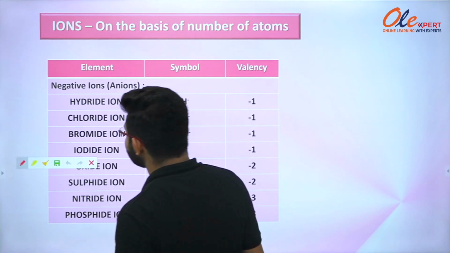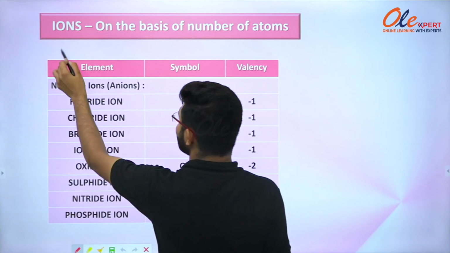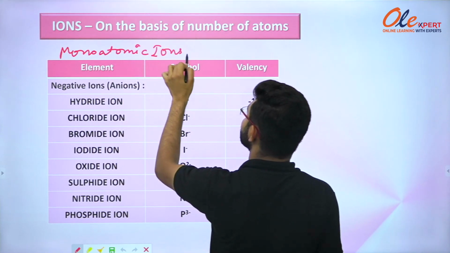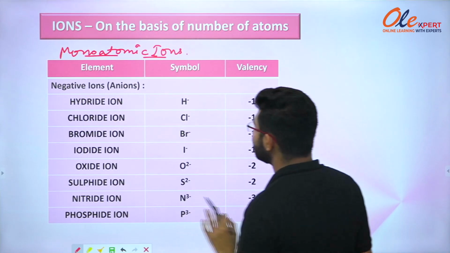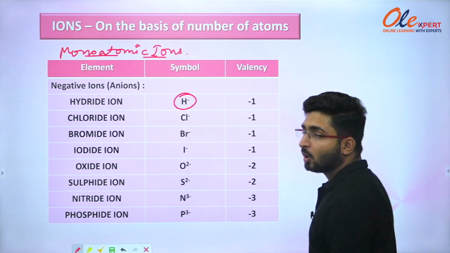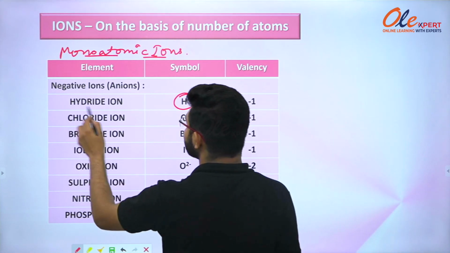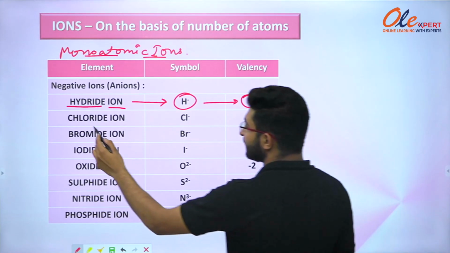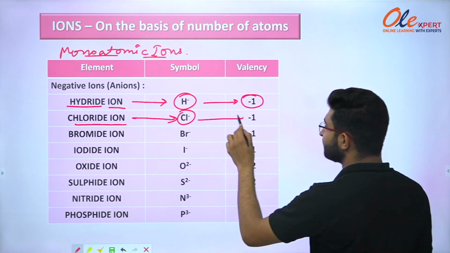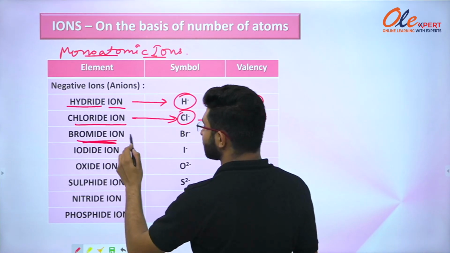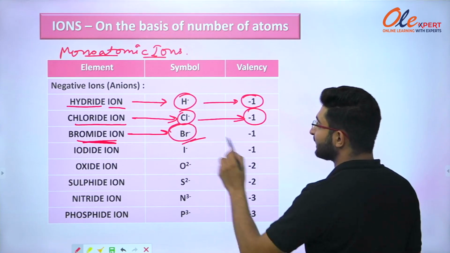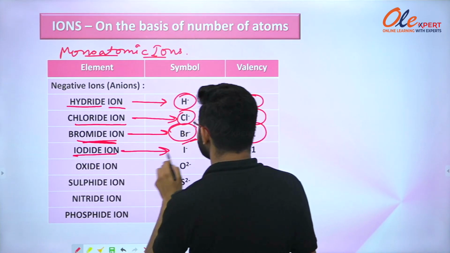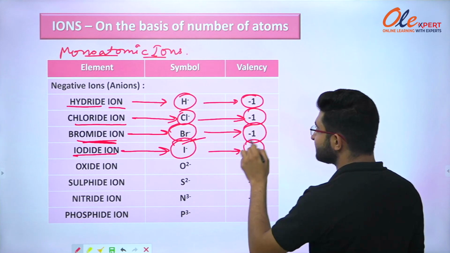So this table elaborates the anions of monoatomic ions. Here you will see only a single atom, so that's why these are all monoatomic ions. The first one is hydride ion, and the symbol is H negative. Valency is -1. The next one is chloride ion. The symbol is Cl negative and the valency is -1. Next one is bromide ion, which is represented by Br negative and its valency is -1. Further moving on, iodide ion, its symbol is I negative and valency is -1.